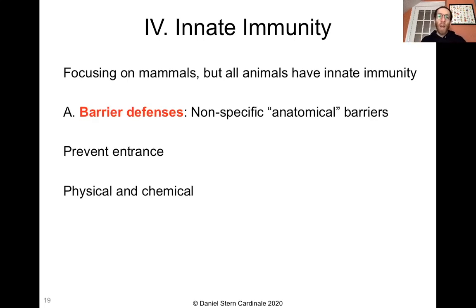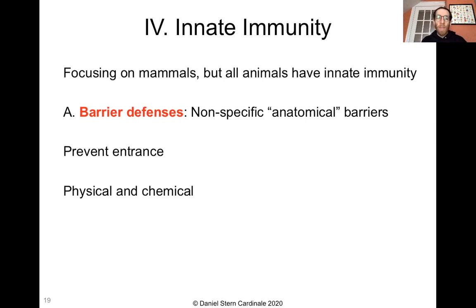There are two types of defensive mechanisms in the innate immune system. The first are barrier defenses. These are non-specific. You could think of them as anatomical barriers. Basically, they're going to prevent things from getting into your body or prevent them from getting away from the parts of the body where we let them enter.